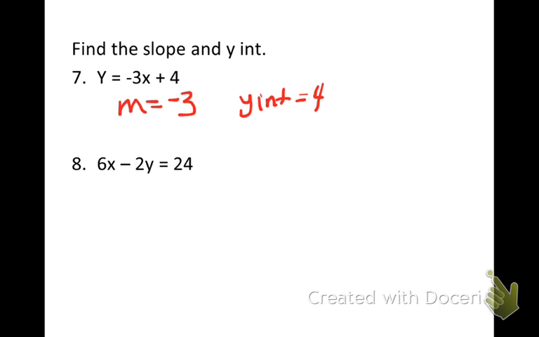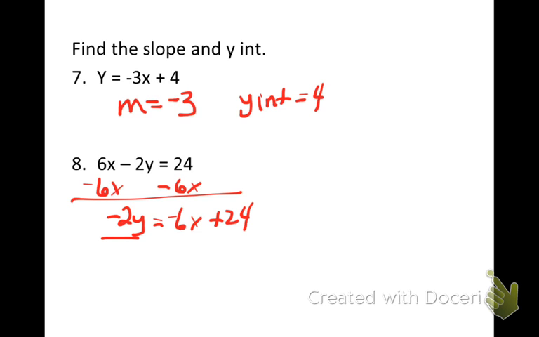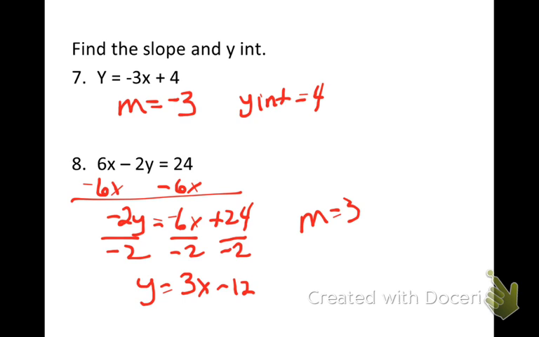Well, it's not as easy because it's not in the right form. So to get it in that form, I would have to subtract 6x from each side and get -2y equals -6x plus 24. Divide by -2, and this time I do have to finish it because I'm looking for both answers. -6 divided by -2 would be positive 3x. 24 divided by negative 2 would be minus 12. So now I need to pick out my answers. My slope is 3, and my y-intercept, or my b, is negative 12.